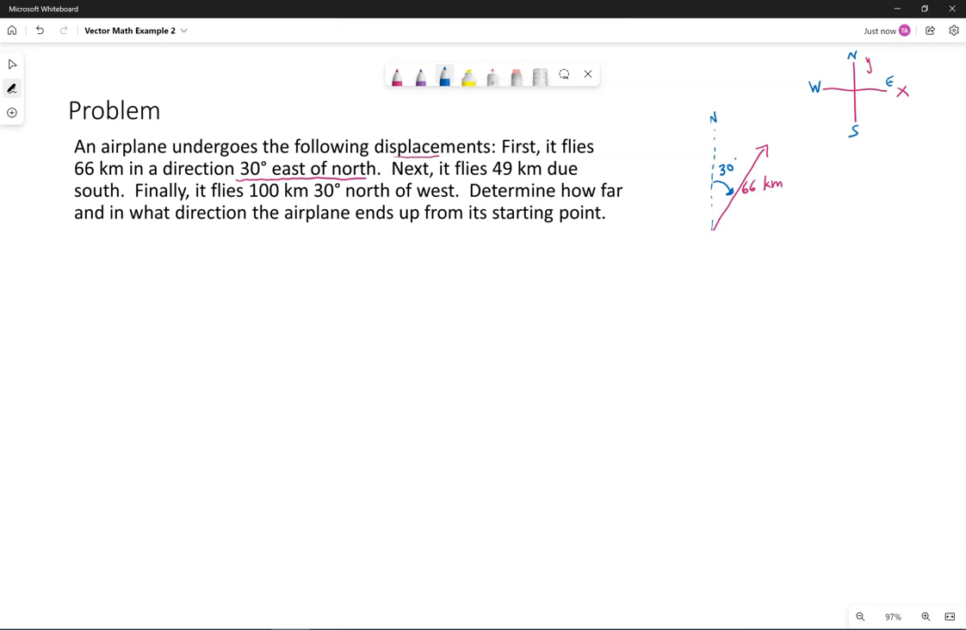From there, our airplane flies 40 kilometers due south. I can draw that, as I write my vectors out, I like to draw them separately. So our second vector, 40 kilometers due south. Finally, it flies 100 kilometers, 30 degrees north of west. That means we draw west and go north of it by 30 degrees.